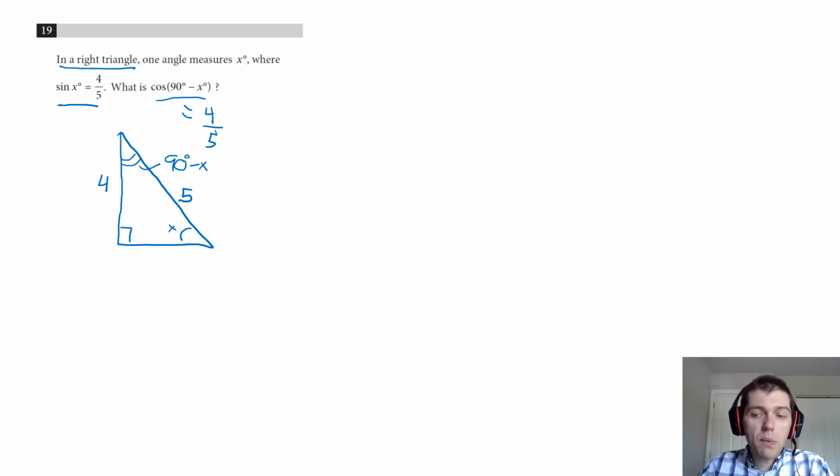If you're comfortable with thinking about these sines and cosines in terms of a wave, you may also think 90 degrees offset sine and cosine. They're at the equivalent position on that wave. Either way, you get the same answer. It's equivalent. Bubble in 4 over 5.